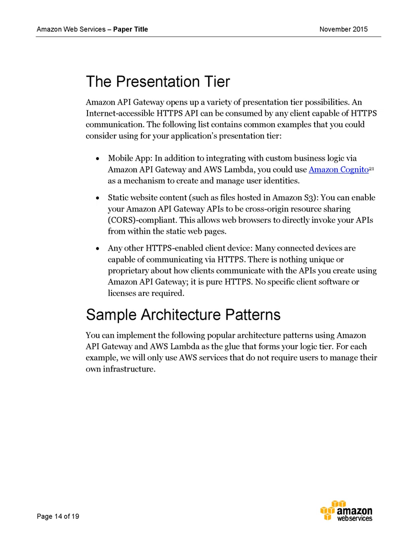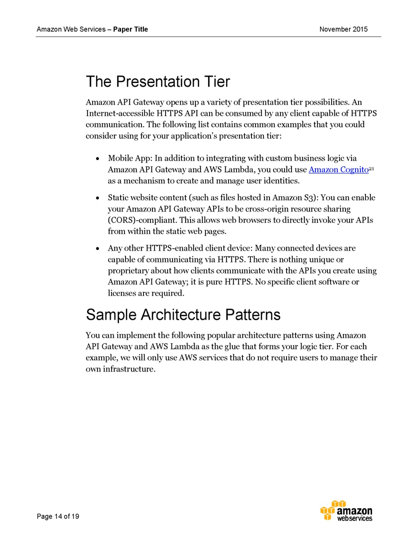An Internet-accessible HTTPS API can be consumed by any client capable of HTTPS communication. The following list contains common examples that you could consider using for your application's presentation tier. Mobile app. In addition to integrating with custom business logic via Amazon API Gateway and AWS Lambda, you could use Amazon Cognito as a mechanism to create and manage user identities.